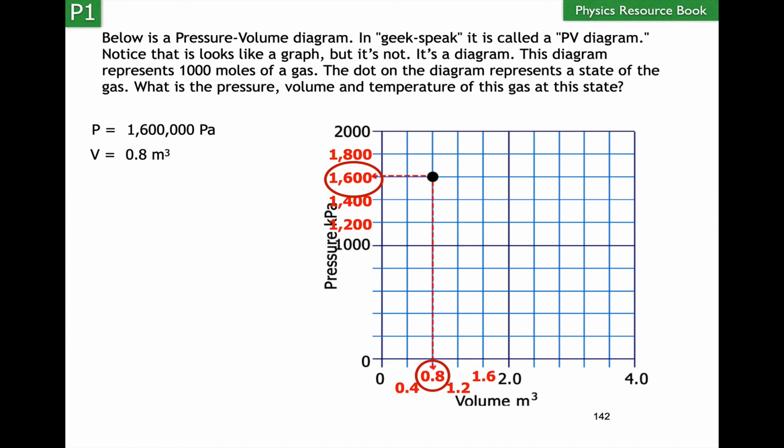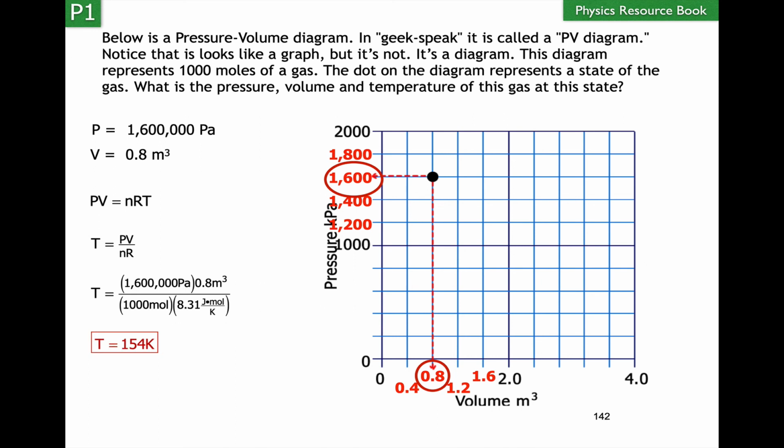Now to find the temperature, I'm going to use the ideal gas law. PV equals nRT. So I'll isolate it for T, and then I'll use the pressure I just figured out. I'll use the volume I just figured out. N is in the word problem above where it says 1,000 moles, and R is the gas constant that I can look up. So if I plug in all my values for T, I get 154 Kelvin.